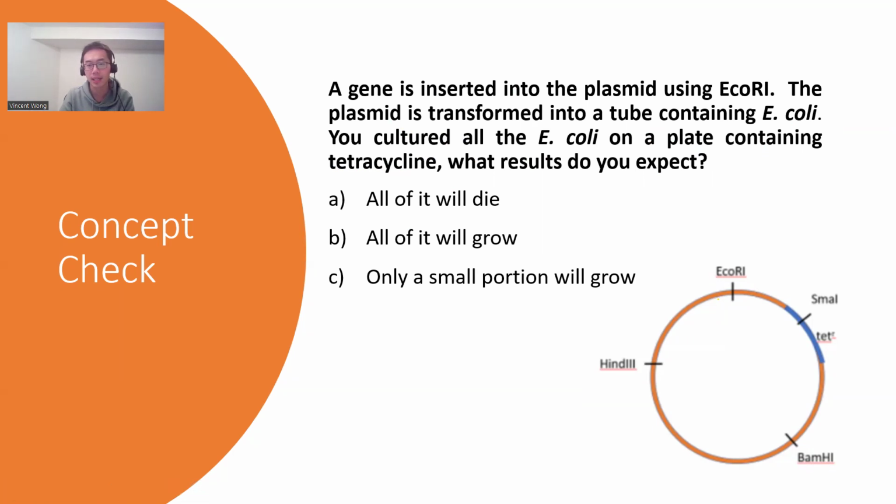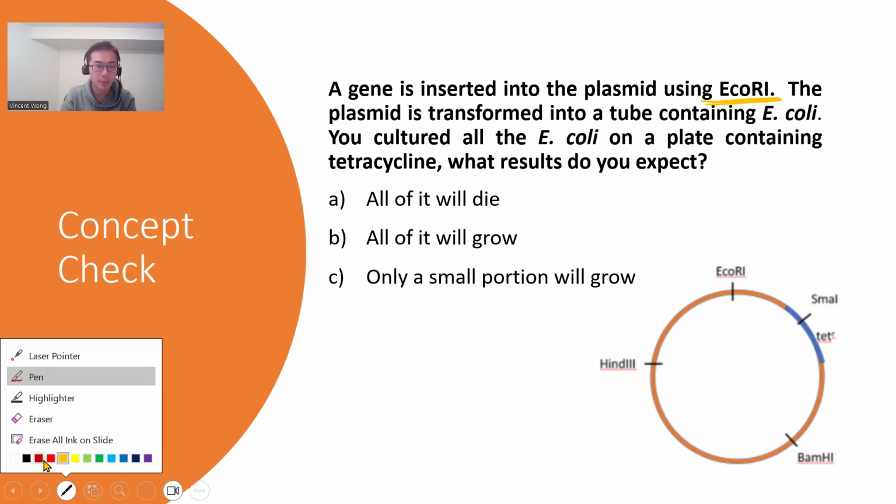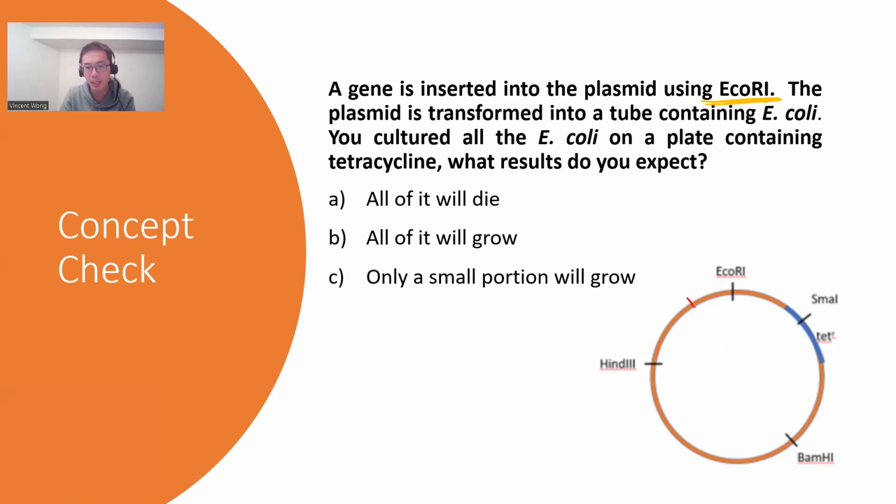Right, so let's take a look. This is the plasmid. We're going to insert the gene using EcoRI. Looking at the plasmid map, you can see the gene is going to go right here. And if you do that, and you feed it to the bacteria, and then grow them in the presence of tetracycline, this plasmid has a tetracycline resistance gene. So what do you think will happen? Do you think they will grow, die, some grow?